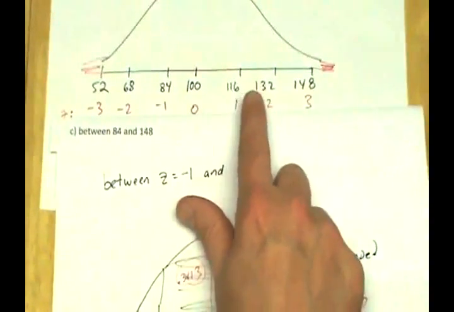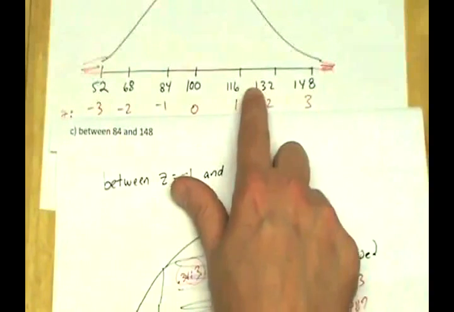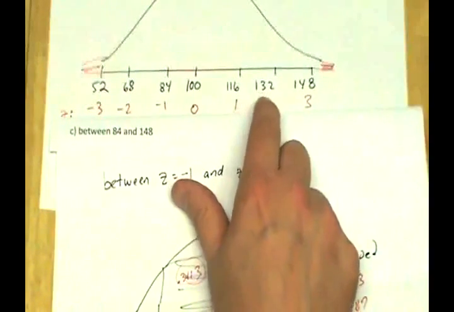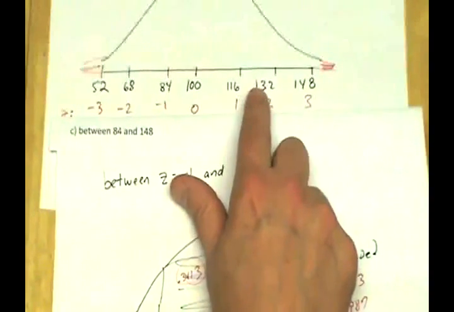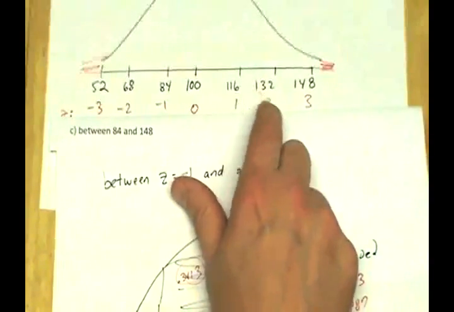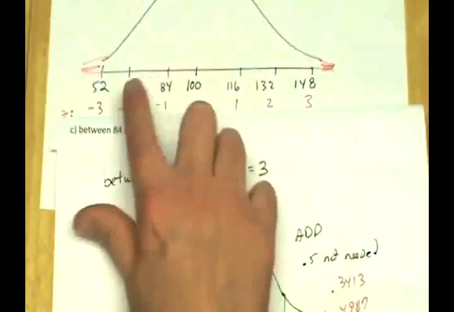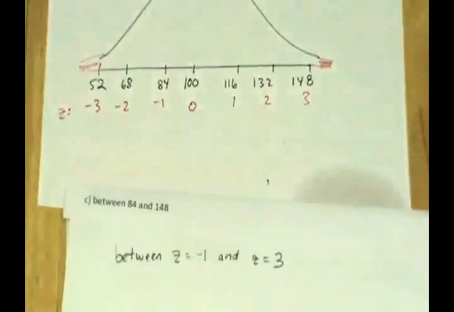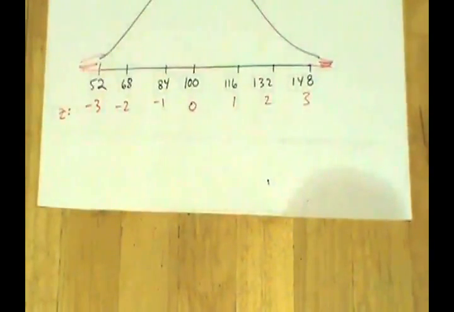Or I could ask like 130. I don't know the z-score for 130. I know that it's close to a z-score of 2, but I need to know exactly where it is. It's between 1 and 2 somewhere, and so on. So that's what we're going to do next. We're going to grab any number.